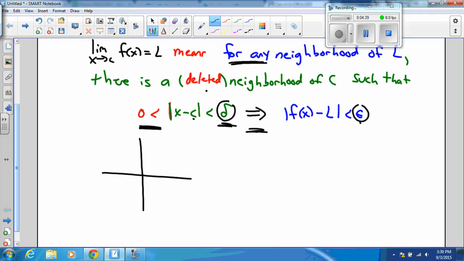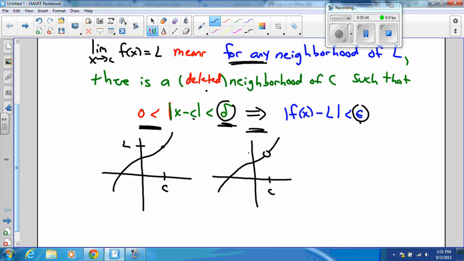Just to be clear about this picture, let's take for ourselves an arbitrary f of x and an L here and a C, just like so. Notice that f of c happens to be equal to L, but we don't care about that. We could just as easily draw an f of x such that f of c doesn't even exist. Okay?